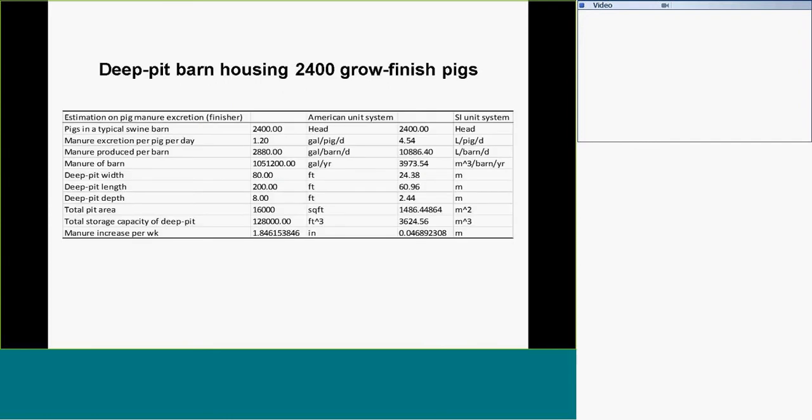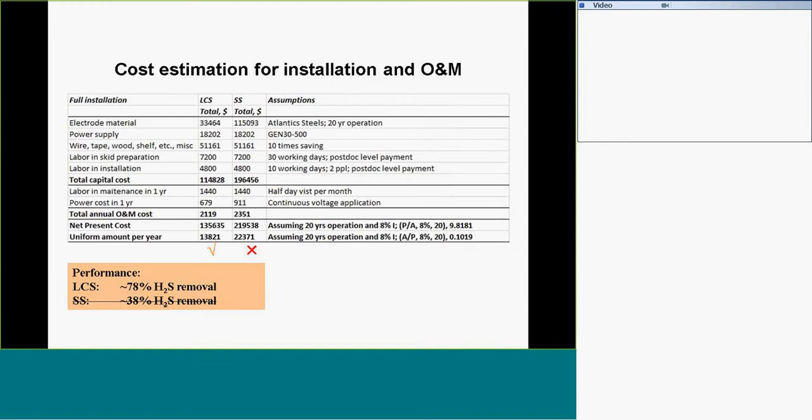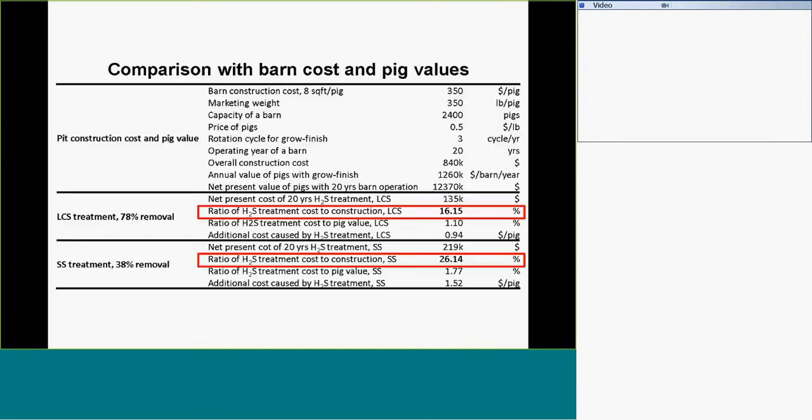And then we are trying to design: can we apply this technology in a really large scale animal production system, 2,400 pigs? We first did an economic analysis, and what we found is that when you install those electrochemical systems and operate them, the cost increase is between 16% to 26%.